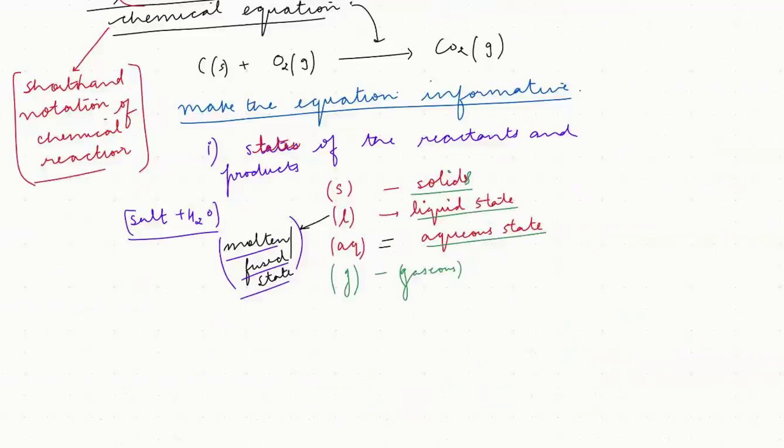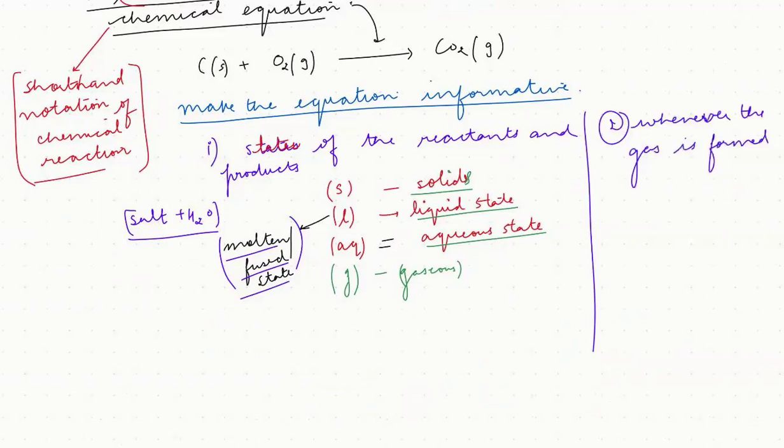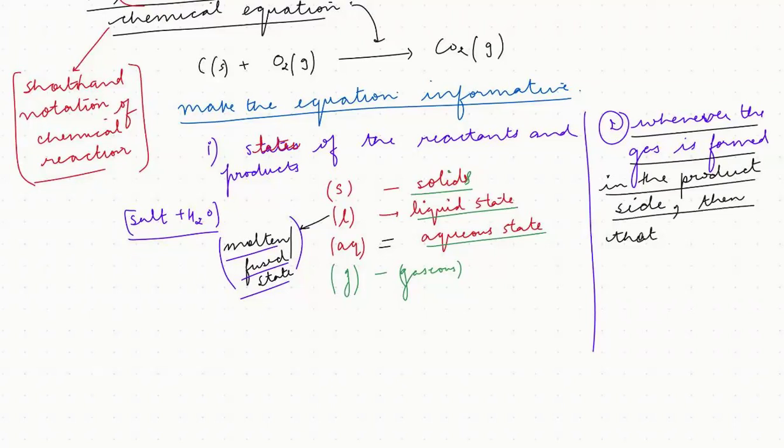Now, second point: whenever the gas is formed in the product side, then that component is represented by an upward arrow.